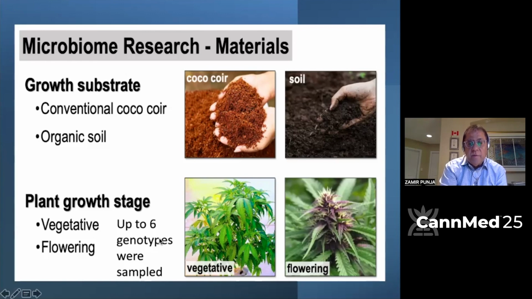The other thing we did, we were fortunate in that we could sample a multitude of different genotypes. And so based on the comparisons we made, we do have a potentially a genotypic interaction with the various types of microbes.